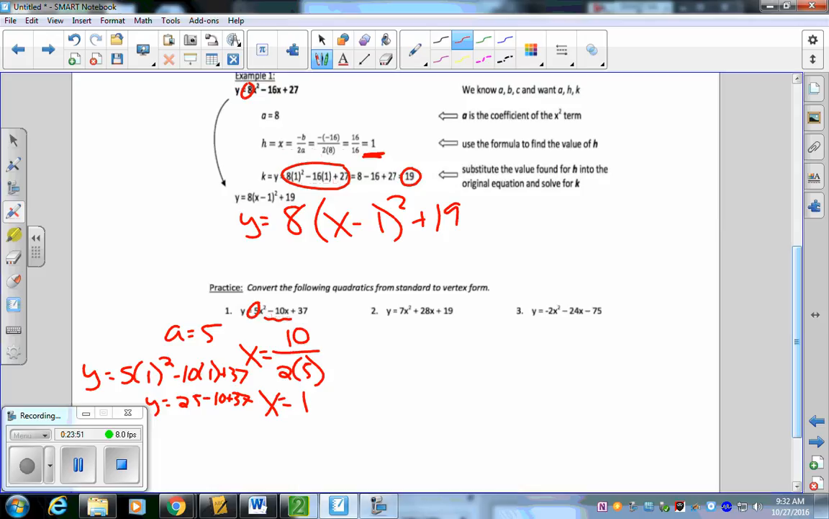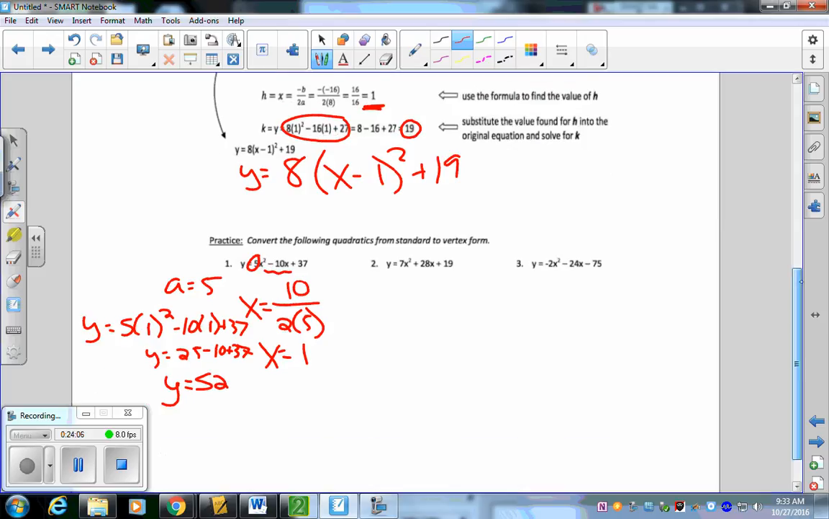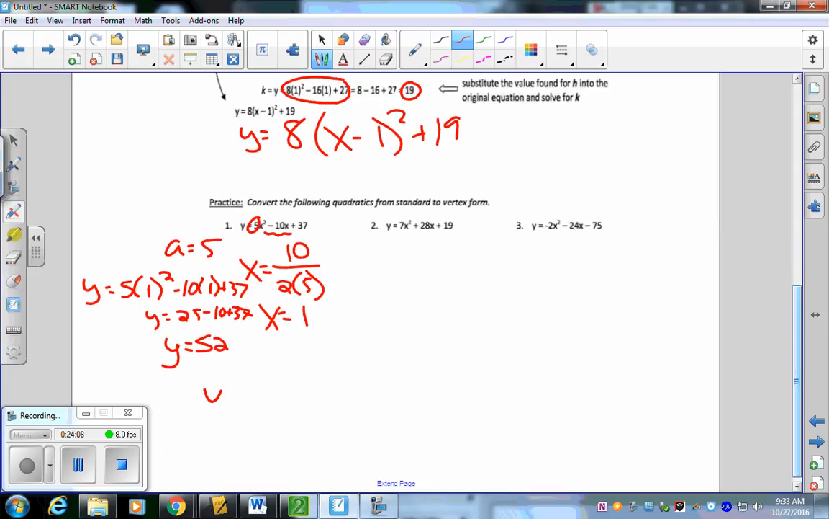I'm just making sure my signs are good. 25 minus 10 is 15. 15 plus 37. Oh, that's an ugly vertex. That's okay. I'm not going to make you graph something like this by hand, don't worry. But that's 52. And please let me know if I did something wrong, because it is always possible. So when I write that back out, I get Y is equal to 5 is my A. The X is -1 squared plus 52.